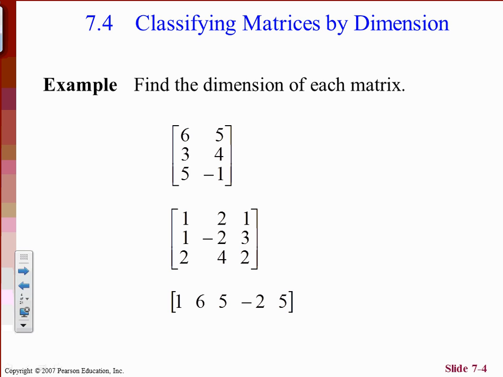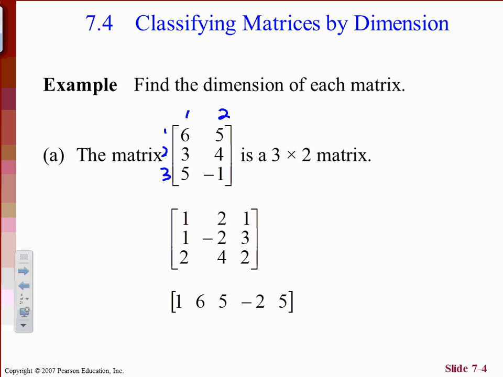Okay, so find the dimensions of each of these matrices. Not too tough. For this first one, how many rows does it have? If we look at it, it has 1, 2, 3 rows. How many columns does it have? 1, 2 columns. So the dimensions on this one are 3 by 2.